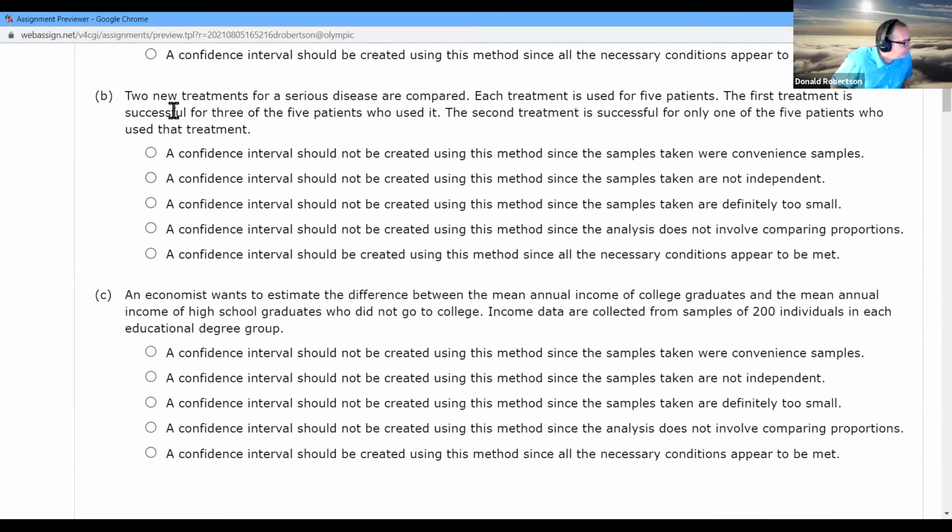Right. B, 2 new treatments for a serious disease are compared. Each treatment uses 5 patients. I'm stopping right there. Don't need to read the rest. Why am I not going to do a difference there? It's too little sample size. Remember the 10 rule? That's what it's sometimes called in textbooks. You got to have at least 10 people who say yes or catch the disease or drink the Coca-Cola, and you need at least 10 people who said, no, I don't have that disease or whatever. The minute they told me it was 5, it's a no. So it's too small.